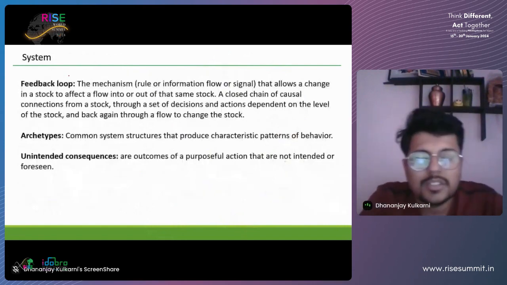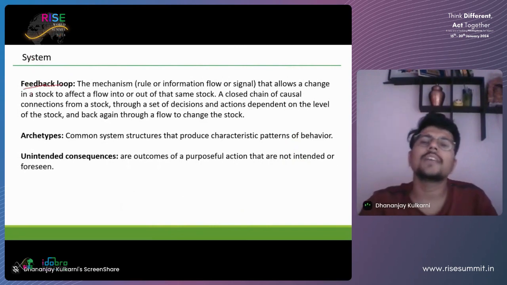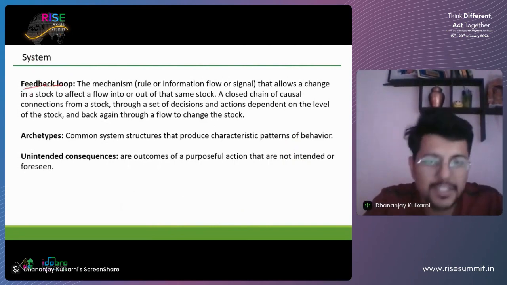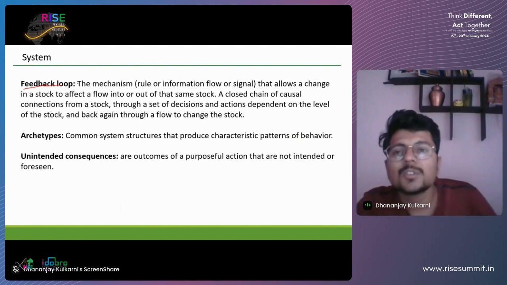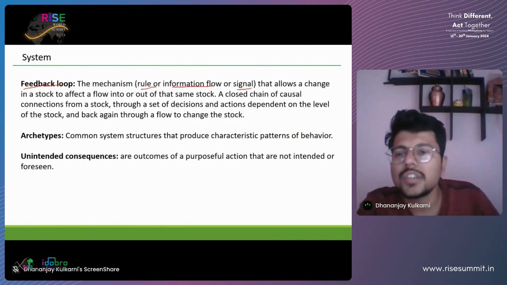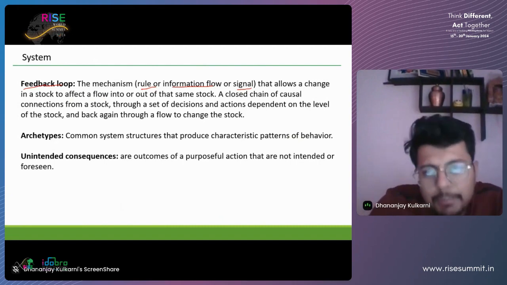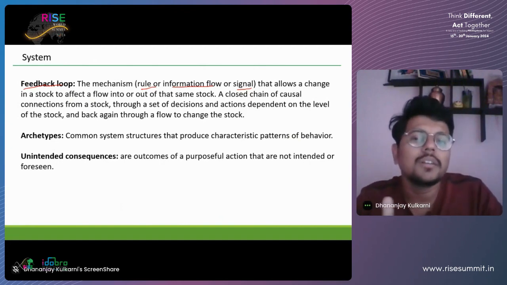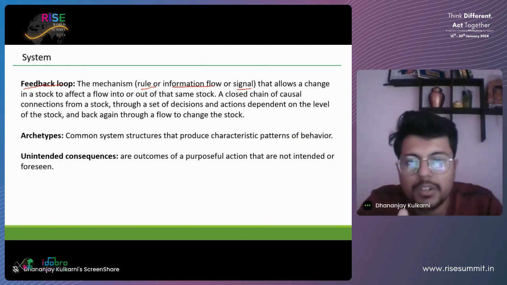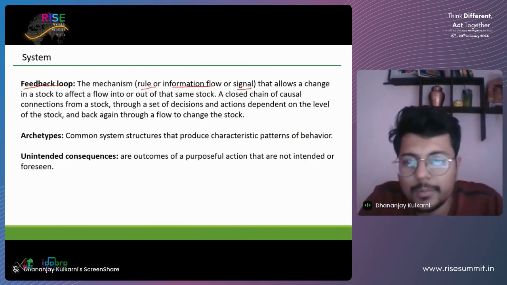Then there are some important concepts when we study systems. First is the feedback loop. As we were talking about multiple elements interacting with each other, there comes a feedback, which is very important for a system to function. This is a mechanism, a rule, or information flow or signal that allows a change in a stock to affect a flow. I'll not read the entire definition, but it's simply that feedback is given from the output to the input, and that's how the function of the system is achieved, right? So that loop is called a feedback loop.